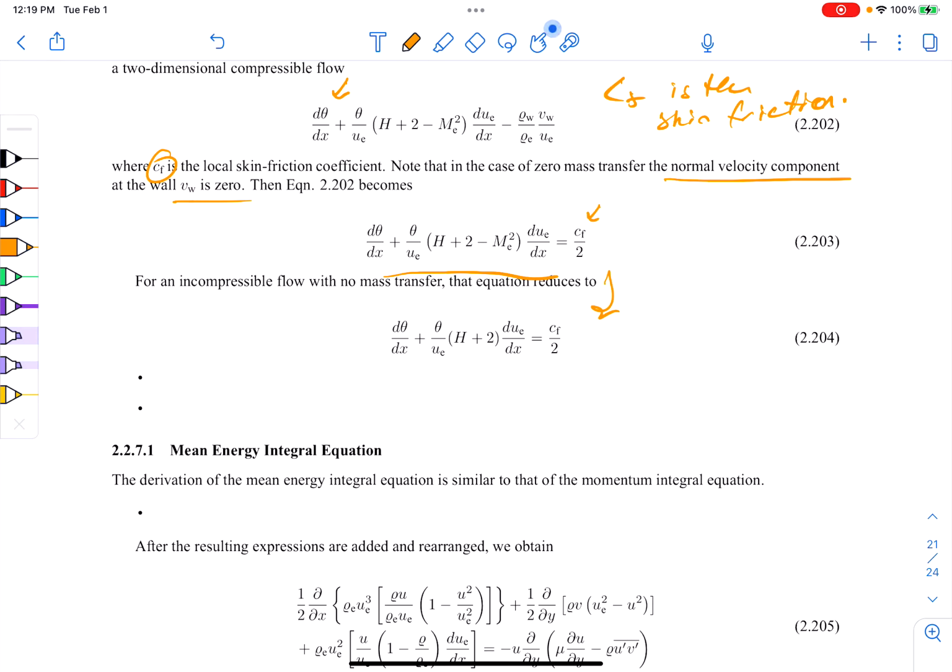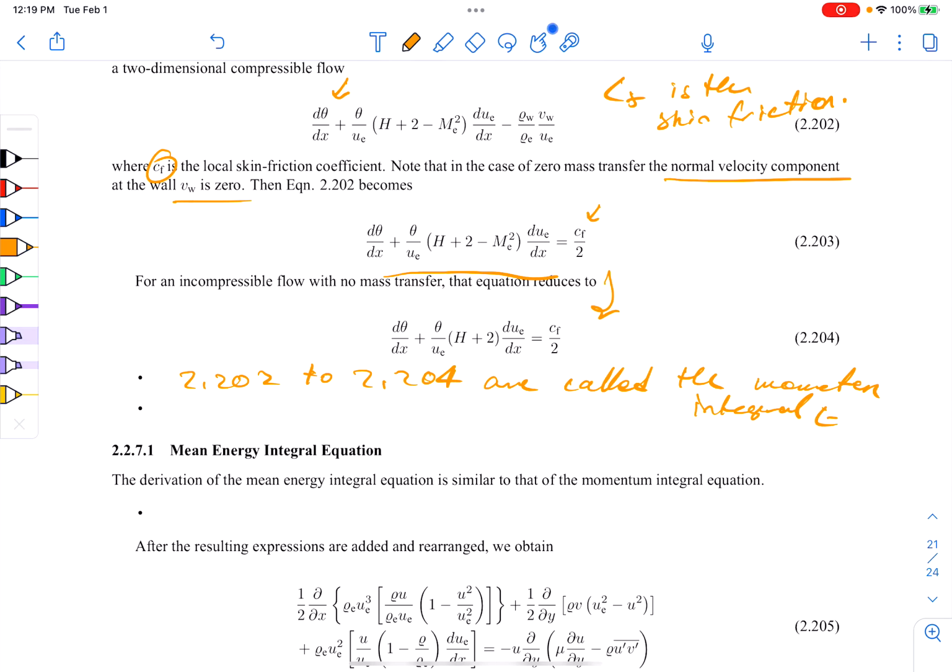So these equations, what's the bottom line? 2.202 to 2.204 are called the momentum integral equations. And you can see they're nice differential equations that only involve streamwise position and the shape factor.